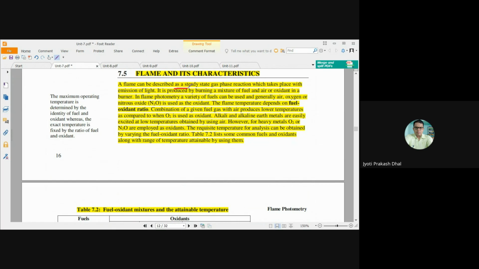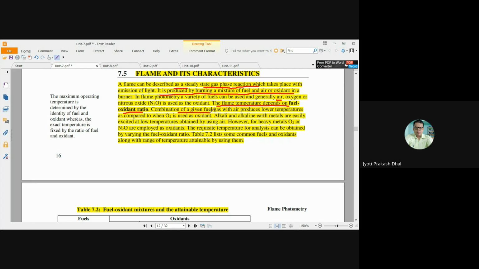Now coming to flame and its characteristics. Here we will discuss the different types of flames used in flame atomic spectroscopy. A flame can be described as a steady state gas phase reaction which takes place with emission of light. It is produced by burning a mixture of fuel and air or oxidant in a burner. In flame photometry, a variety of fuels can be used, and the generally used oxidants are air, oxygen, or nitrous oxide, that is N2O, and the flame temperature depends upon the fuel to oxidant ratio.